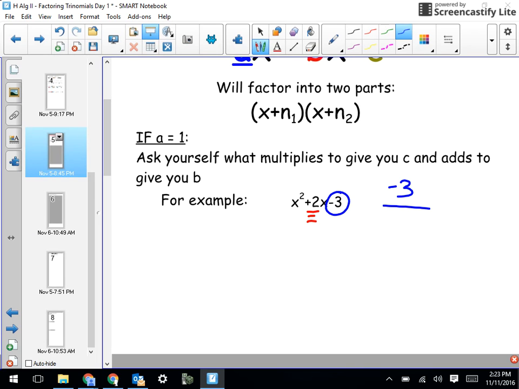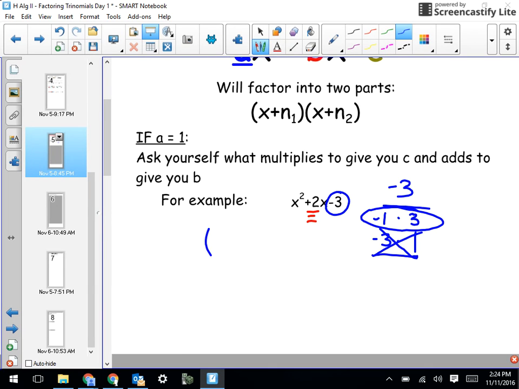So for example, -3 is prime, so it's just 1 times 3. And then I alternate the negatives: -1 times 3 and -3 times 1. Those are the two options that I have. And then I say, okay, what sums together to get +2? This -3 times 1, no good. -3 plus 1 is -2. This is my good option: -1 plus 3 is +2. You must take into account that sign.